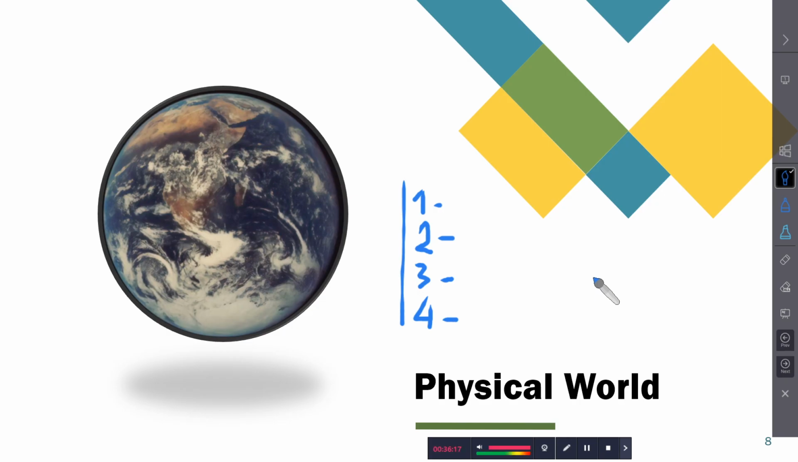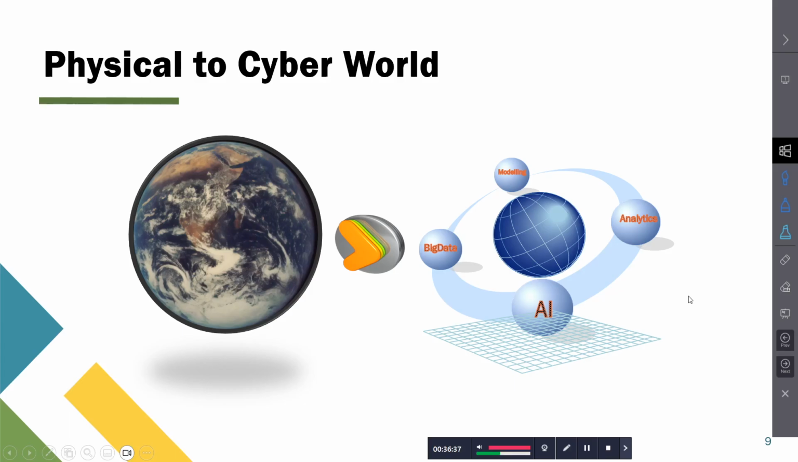Okay, now in the next slide, I'm going to add one more word near the physical world. That is, as you imagine, the cyber world. When we put them together, the transition from the physical world, the real world, that tangible world, to the cyber world is a crucial process that forms the foundation of our ability to leverage computational power for real-world problems.